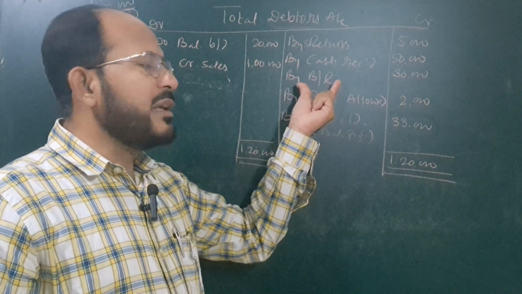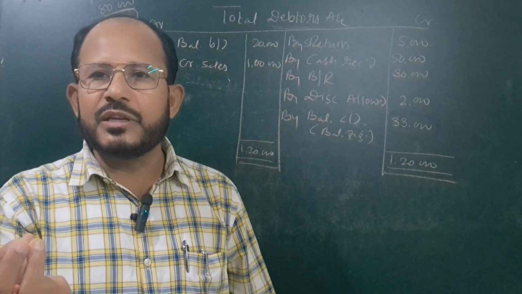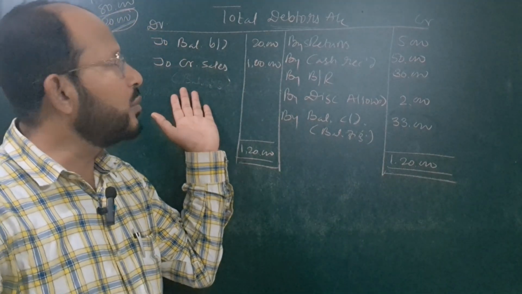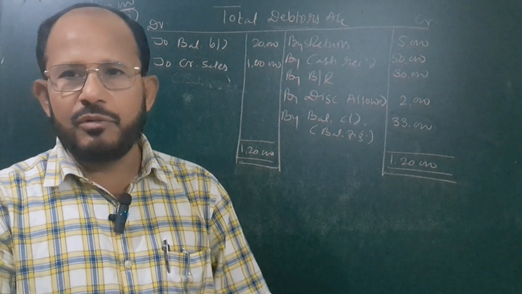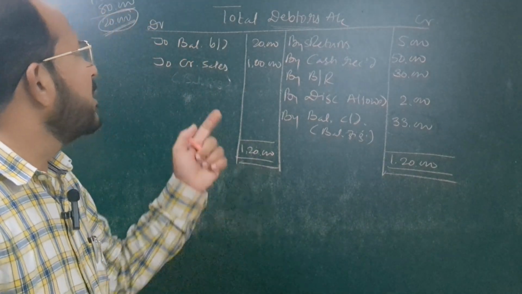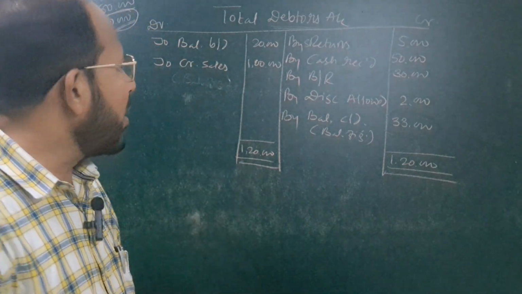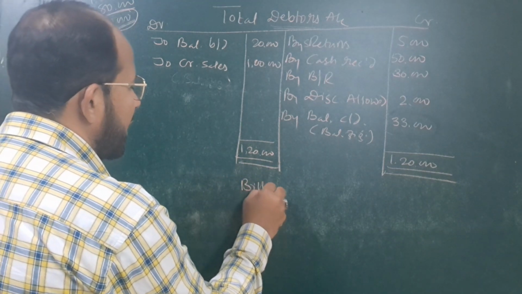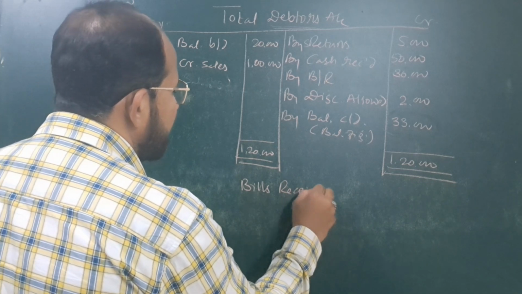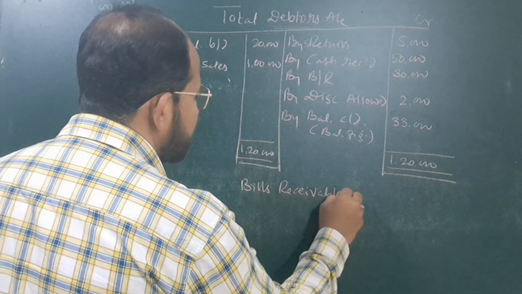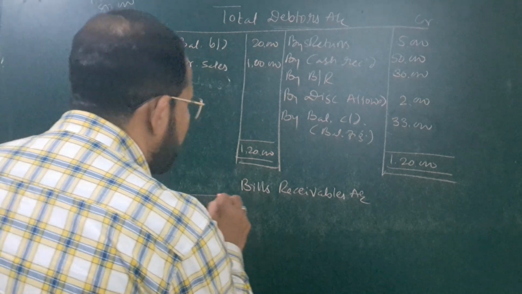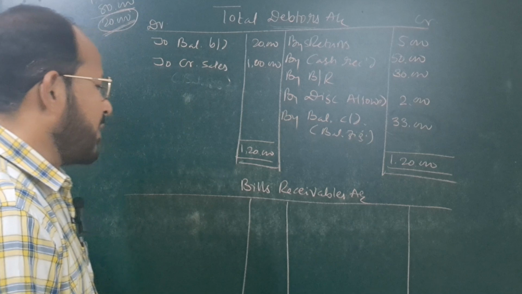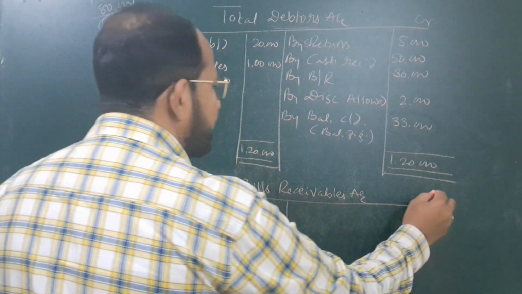But here, in case of bills receivable, sometimes bills receivables may be dishonored by the party. That should be debited to the concerned debtors account. That part I will take in the next class. Okay. Now, this is total debtors account. Now, I will take up one more account, that is bills receivable account. Bills receivable account is also required to be prepared in the conversion of single entry into double entry. How is bills receivable account to be prepared?